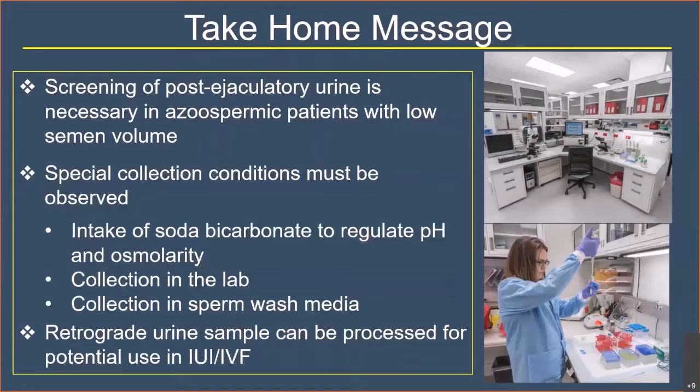So my take-home key points are that screening of post-ejaculatory urine is necessary in azoospermic patients with low semen volume. It's important to observe special collection conditions, including intake of soda bicarb to regulate pH and osmolarity. The collection has to happen in the lab. The urine sample has to be collected in sperm wash media. And finally, the retrograde urine sample can be processed for potential use in IUI and IVF. On the right side, you see the technologist preparing a retrograde urine sample.